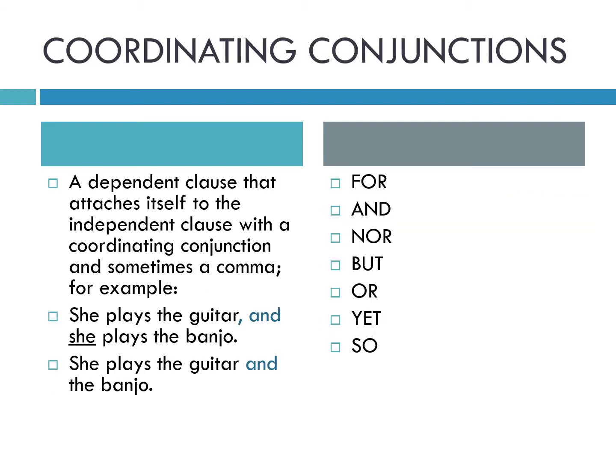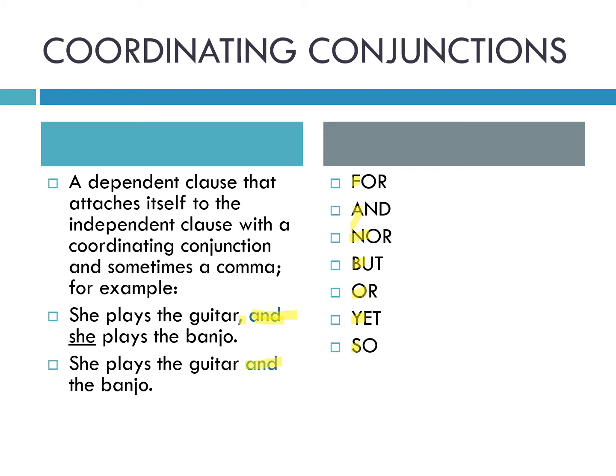And again, here are the coordinating conjunctions. FANBOYS: for, and, nor, but, or, yet, so. And when it comes to coordinating conjunctions, here we have an example: she plays the guitar and she plays the banjo, or she plays the guitar and the banjo. So here we have a comma and a coordinating conjunction. And here we have just a coordinating conjunction.